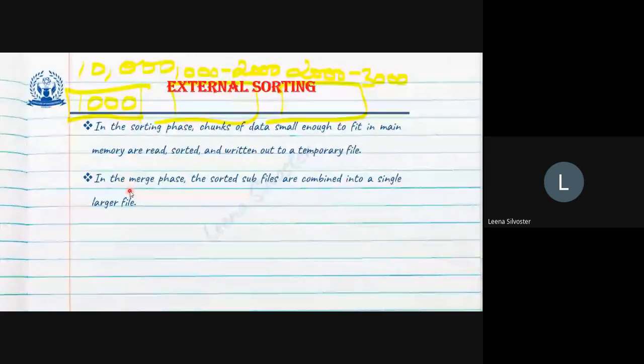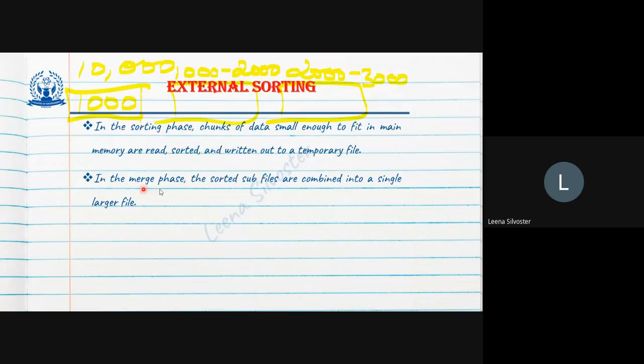How many elements in this single file? Actually, the first chunk contains 1,000, the second chunk contains 1,000, the third chunk contains 1,000. Like that, how many chunks do we have? 10 chunks. So after merging, this is one sorted file, this is the next sorted file. Like that, we have 10 sorted files. In each file, we have 1,000 elements.